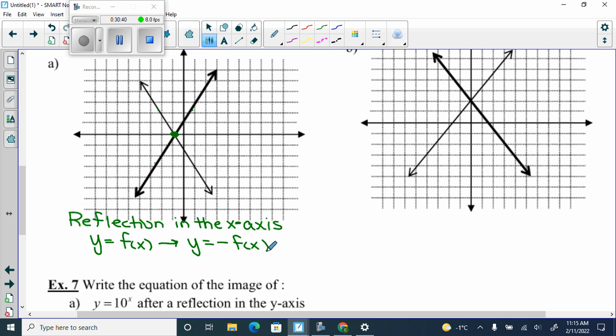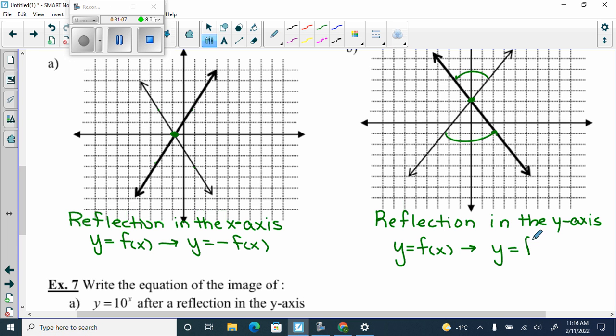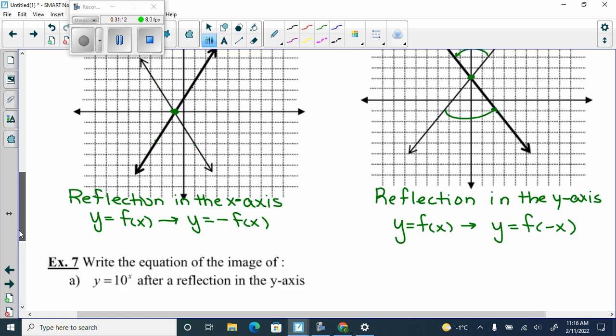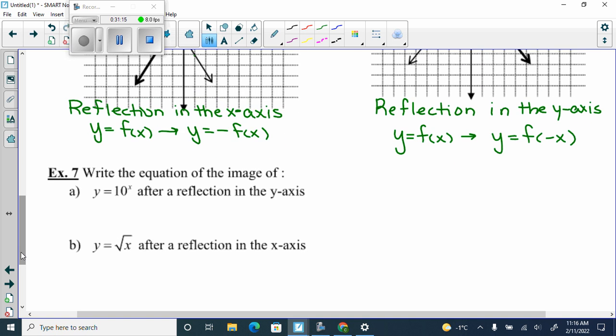This one's a reflection in the y-axis, which means my x here is going to go here, and my x here is going to go here. So my x's are being negated, correct? So it's a reflection in the y-axis. So I'm going to get y equals f of x becomes y equals f of negative x, because my x's are being negated in order for it to be a reflection in the y. You write the new equations out on here.